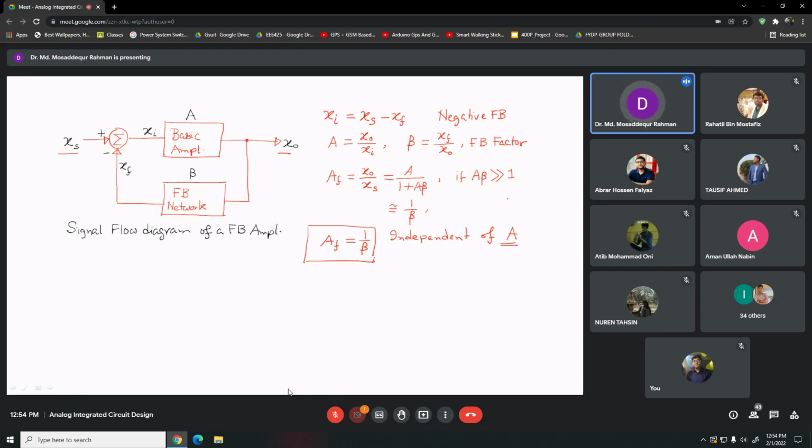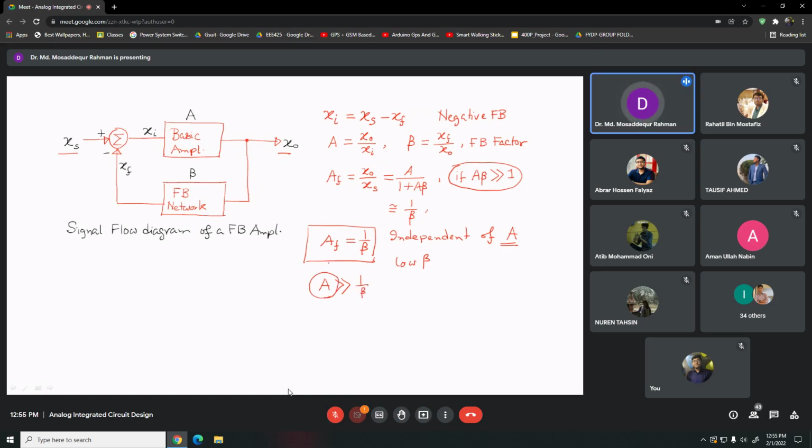But for that, the condition that needs to be satisfied is that A beta should be much larger than 1, right? So to have large gain, you need beta to be small. Otherwise, if beta is high, AF will be low. So to get high gain, you maintain low beta, right? In order to satisfy this condition, A beta has to be much larger than 1. That means the gain A should be much larger than 1, or we can say much larger than 1 over beta.